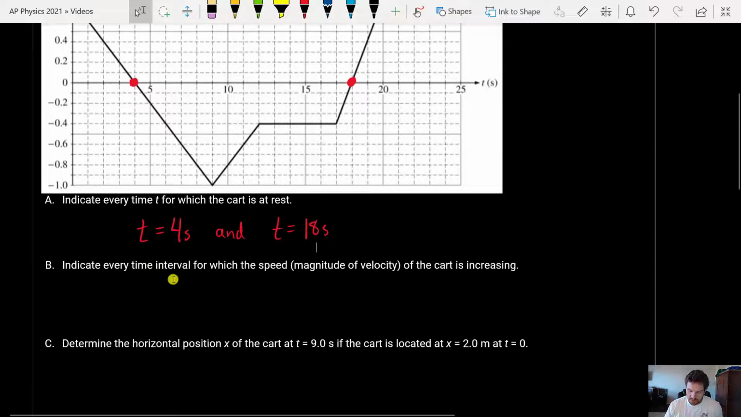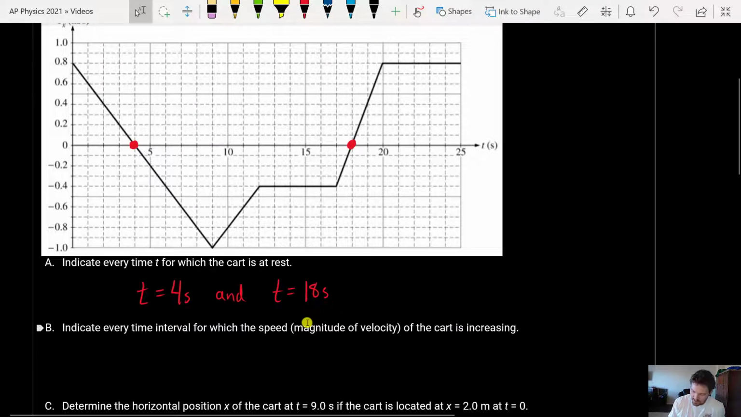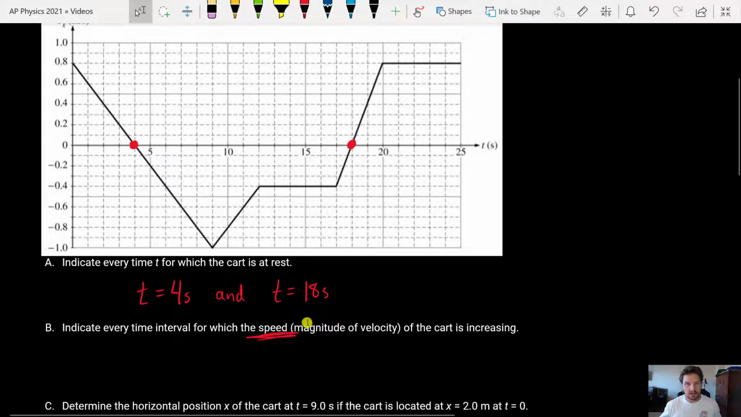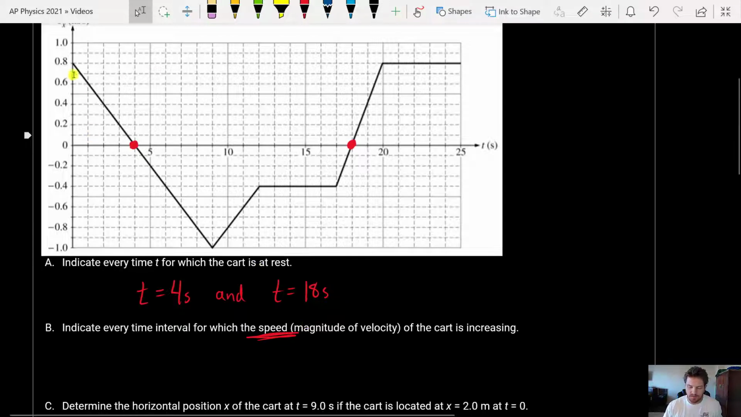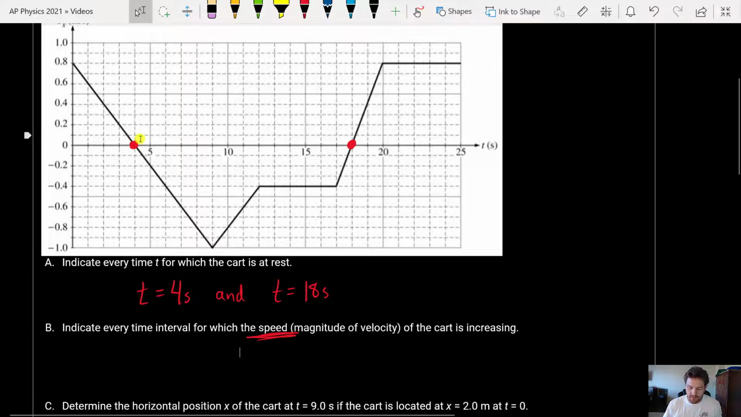All right, so indicate every time interval for which the speed of the cart is increasing. So remember, speed is important here. That is a scalar quantity, which means it does not care if it's positive or negative. All it cares is if the magnitude of our velocity is increasing. The only time that happens is if, when we're following this graph right here, the graph is going away from 0, then it's going to be an increasing magnitude, right? Or speeding up in this case.